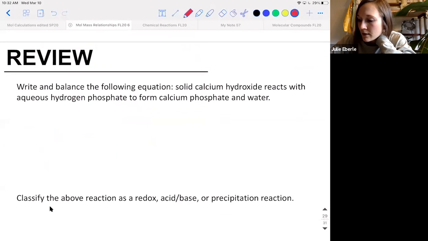This one is write and balance the following equations. Solid calcium hydroxide reacts with aqueous hydrogen phosphate, that's a polyatomic phosphate, to form calcium phosphate and water. And then once we get that written and balanced, the next thing says we're going to classify the above reaction as redox, acid, base, or precipitation.